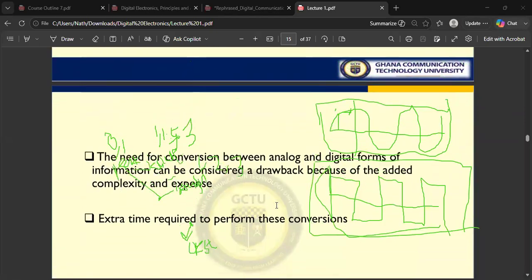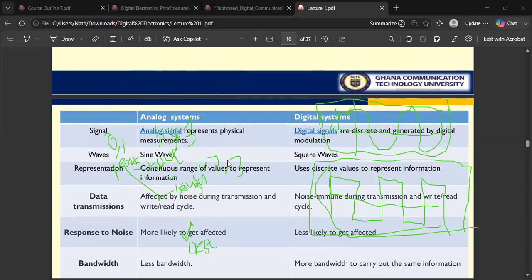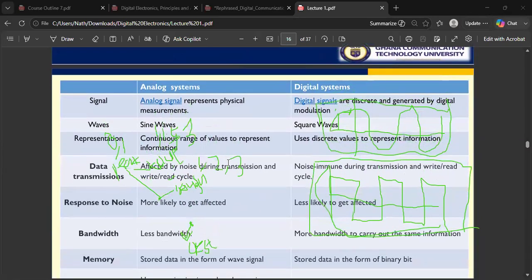So this is what I've explained. The image you see here shows the advantages of digital systems over analog, or the difference between analog systems and digital systems. Analog signals represent physical measurements, and digital signals are discrete and generated by digital modulation. The waveform for analog is the sine wave, and this is what we call the square wave.